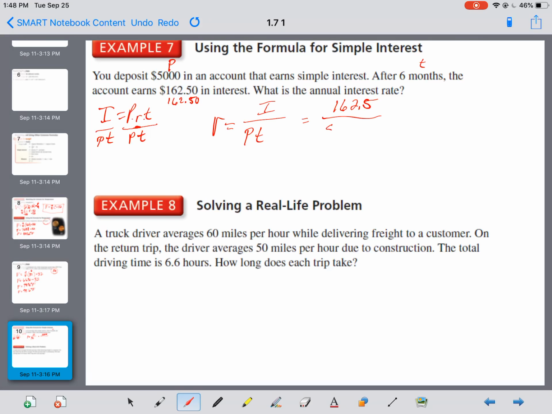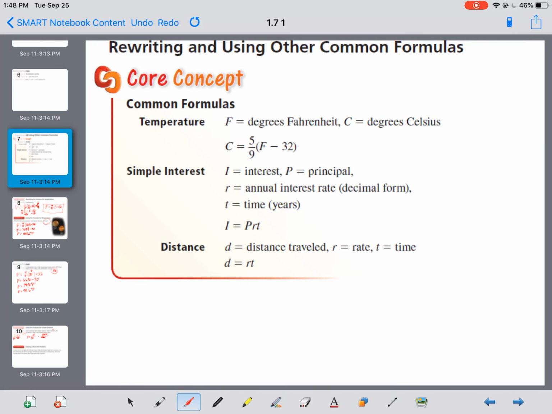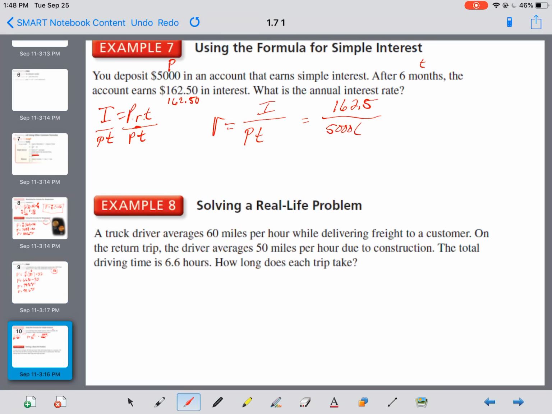162.5 divided by 5,000 for your principal times 6 months. Now let's go back and look at the equation. Here time is in years. When we look at our equation here, time is in months. 6 months, well, there's 12 months in a year, and we have 6 of those. Okay, actually that's upside down. There's 12 months in 1 year, and we have 6 of those, so that would be a half. So we're going to put a half in there, or 0.5 you could put in there if you wanted to.